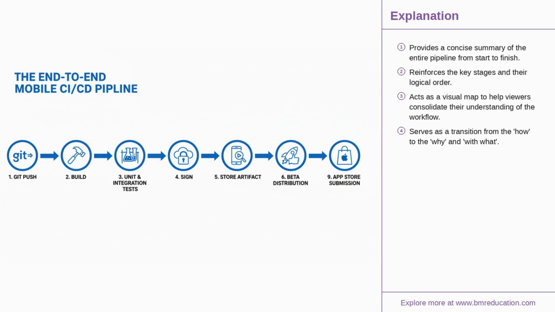So let's recap the entire journey. We've seen how a single Git push triggers a chain reaction. The code is built, unit and integration tests are run, the app is signed, artifacts are stored, UI tests are performed, and the build is sent to testers. Finally, with a single click, it's submitted to the app stores for the world to see.